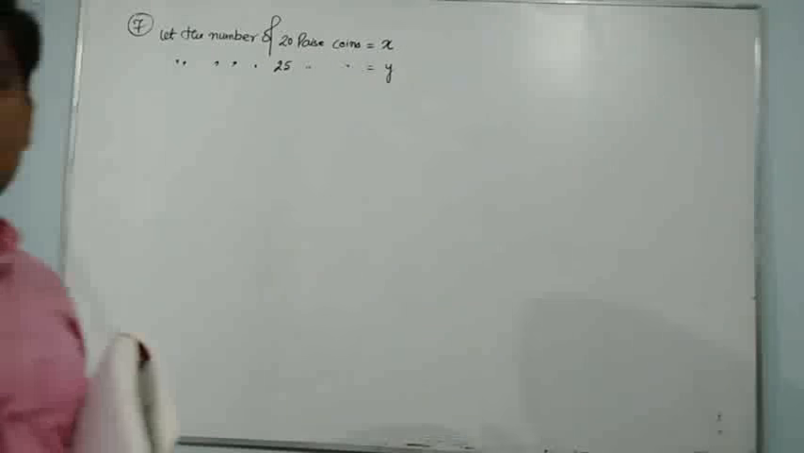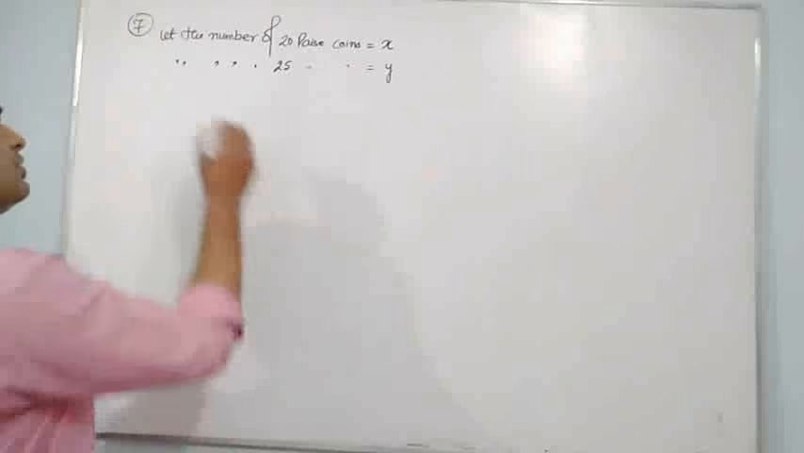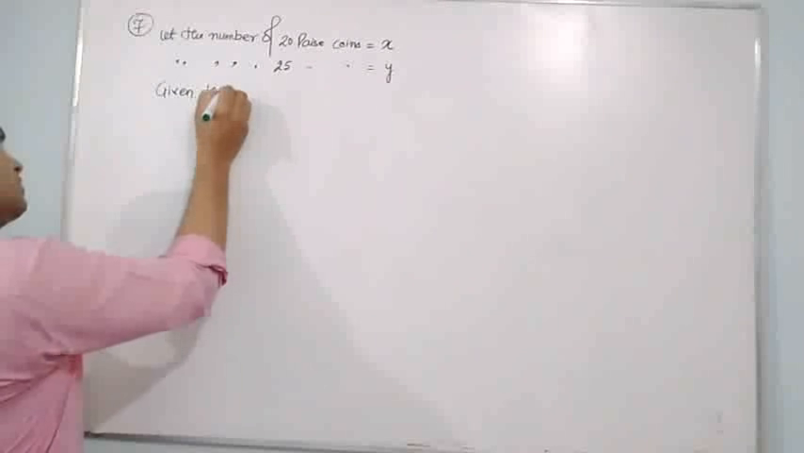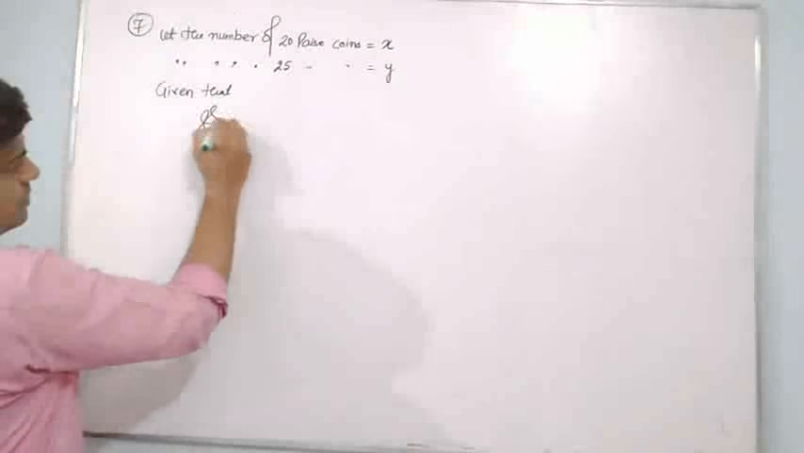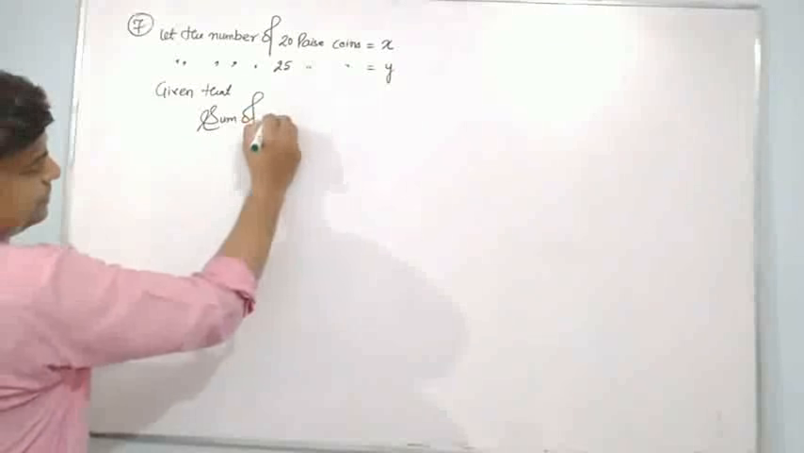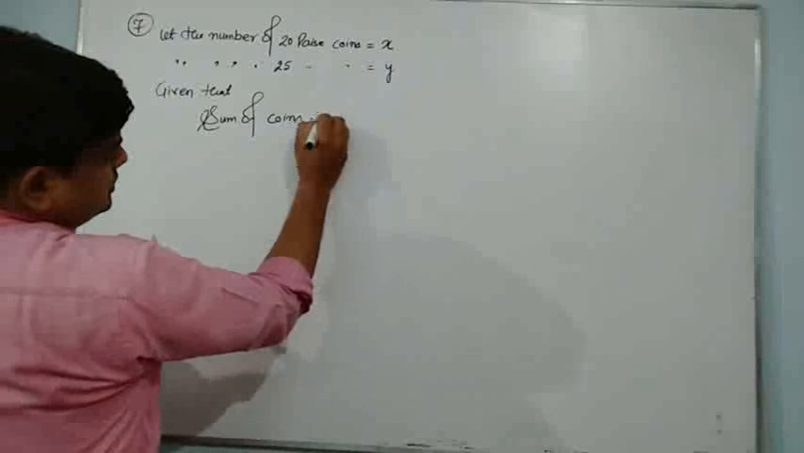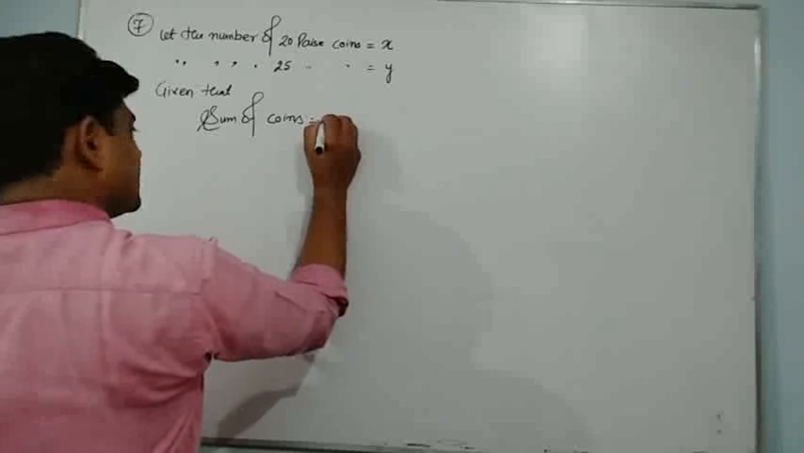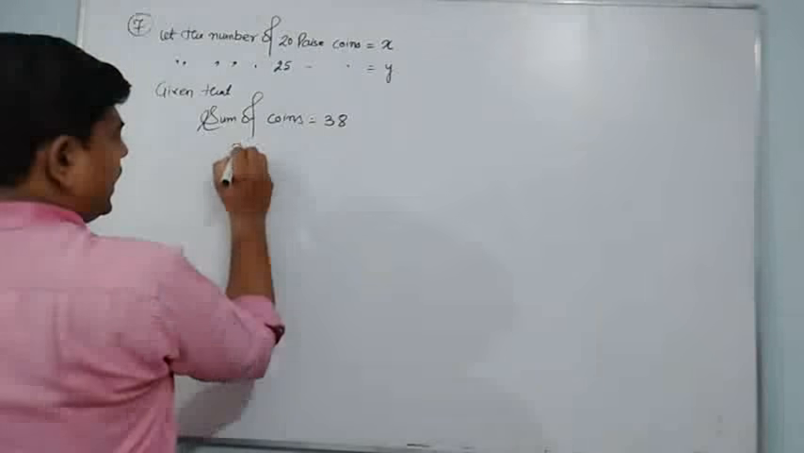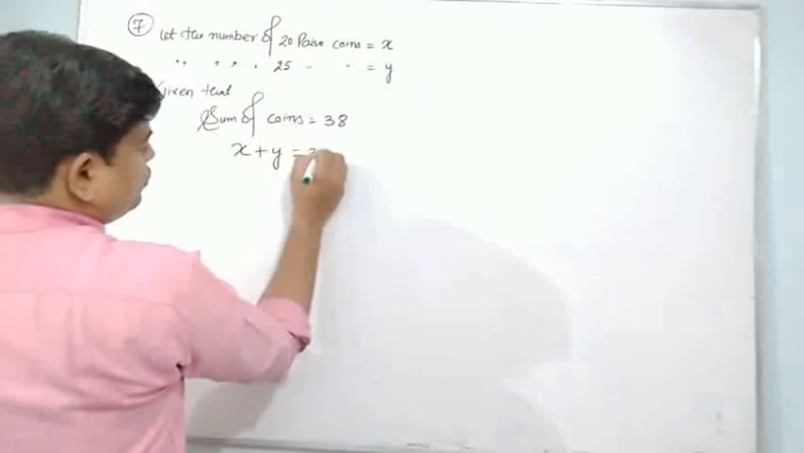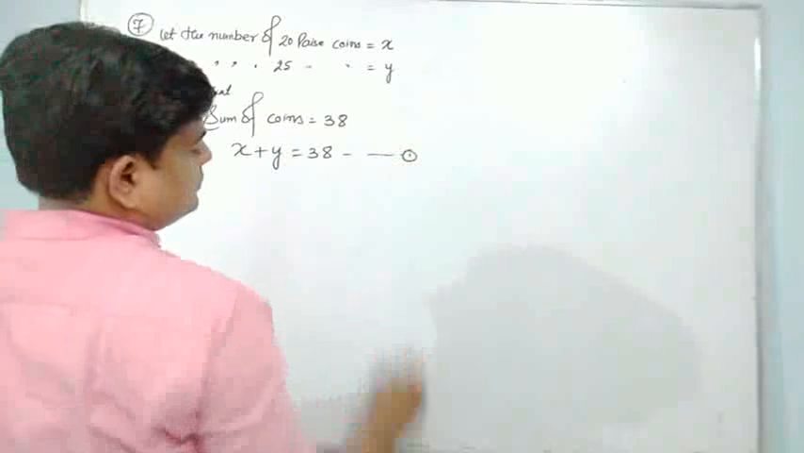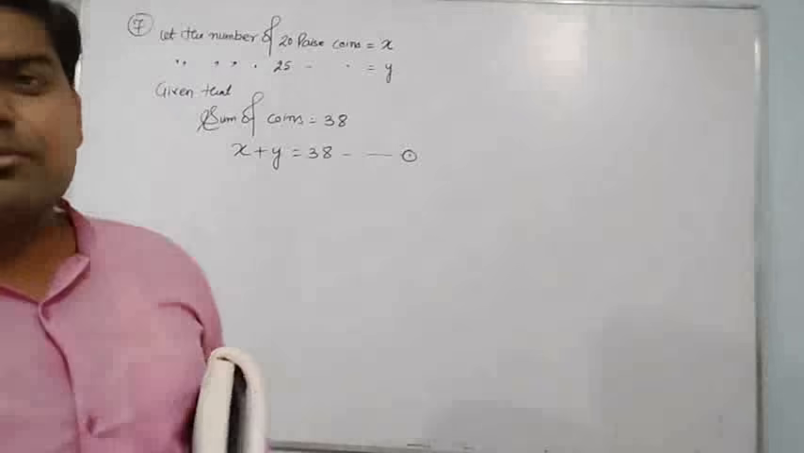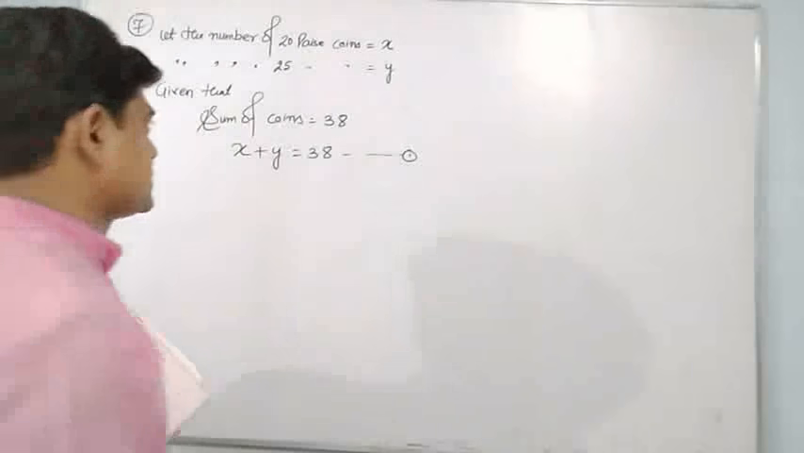So this is the number of coins, and what is given? It's given that sum of coins is equal to what? It's given 38. It means x plus y is equal to 38. This is the equation number 1. Now, sum of the coins and value of the coins. What is the meaning of value when we are converting it in rupees?